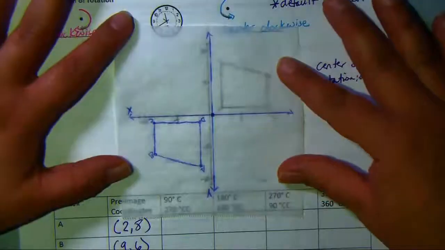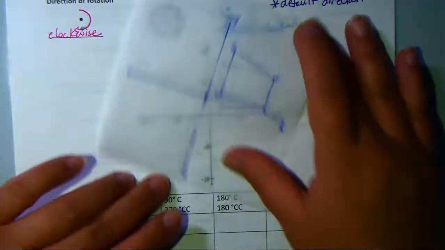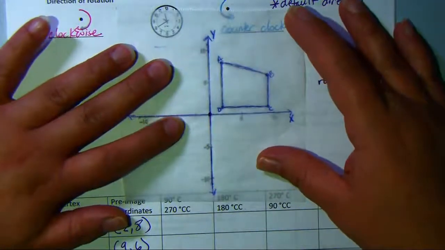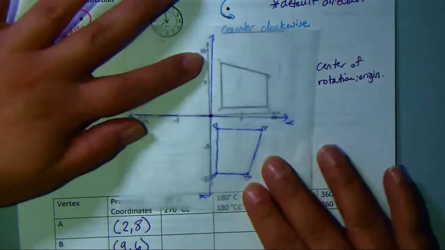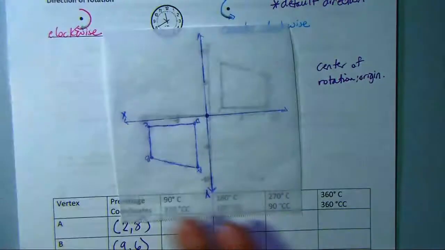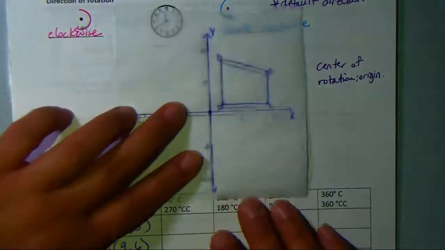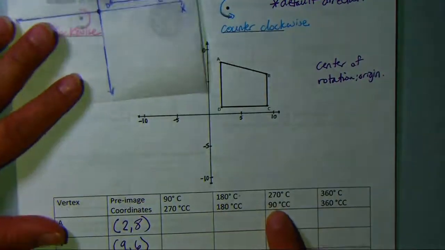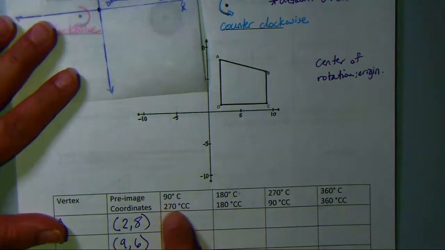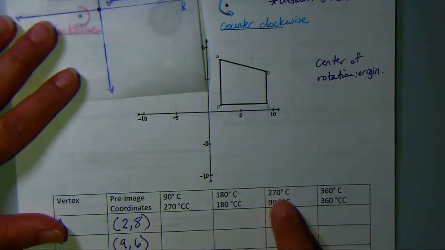So there's that one. And then if I'm back at my original, we have that one there. So back at the original. And then of course you have the same vice versa here. Just like 90 degrees clockwise was 270 counterclockwise, 270 degrees clockwise is 90 degrees counterclockwise.